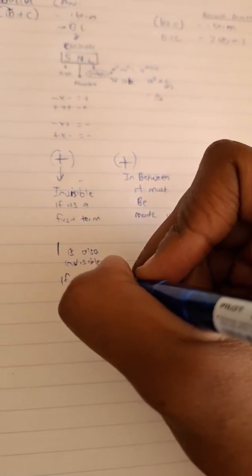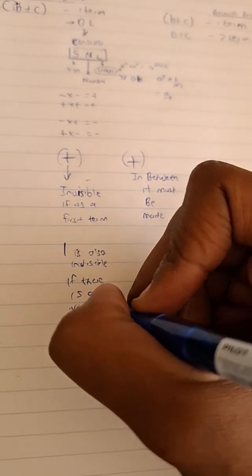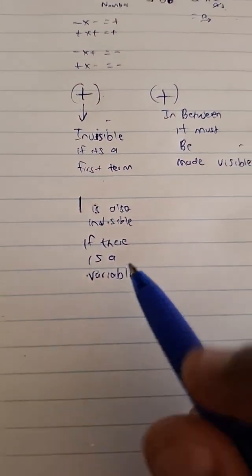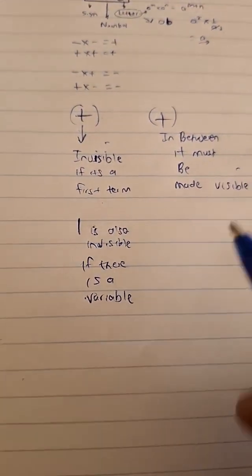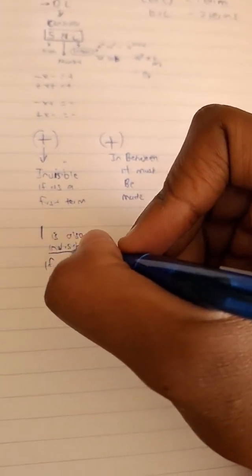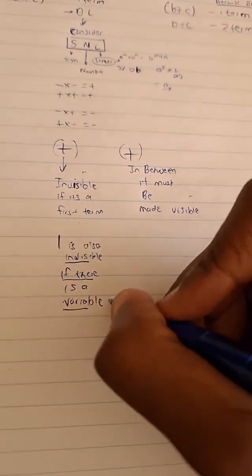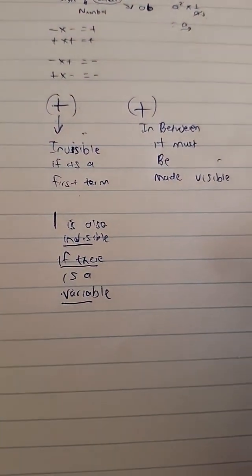If there is a variable, it can remain invisible. But if there is no variable and the 1 is alone, then it must appear. So 1 is also invisible if it is accompanied or combined with a variable. Very, very important to note that.